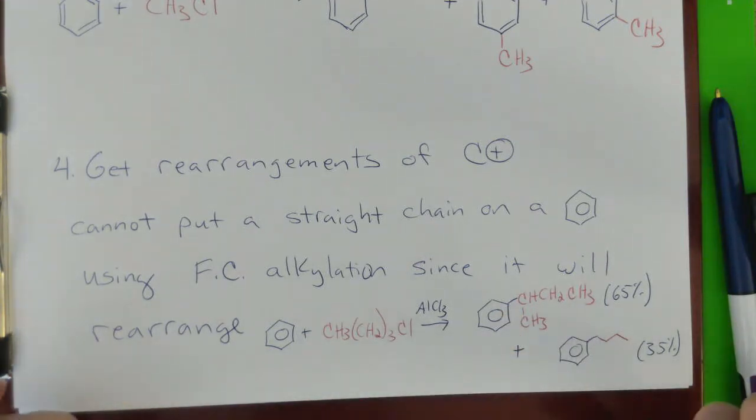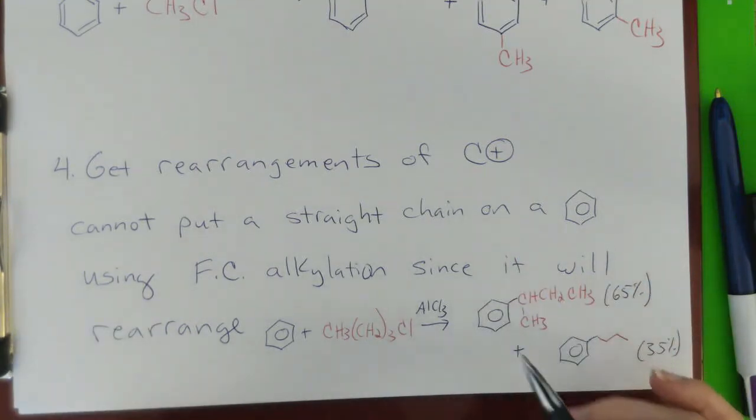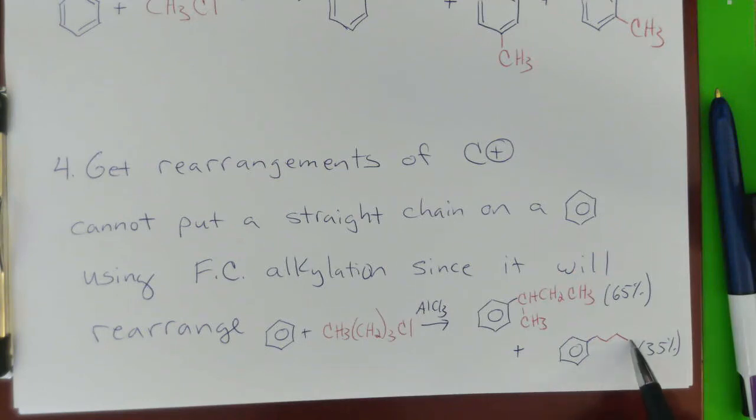So that's why Friedel and Crafts came up with another reaction called Friedel-Crafts acylation, so that they could add a nice long straight chain to a benzene ring. So that's what we'll do in the next video.